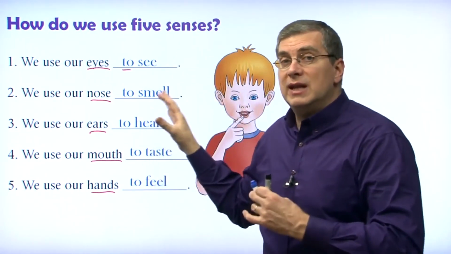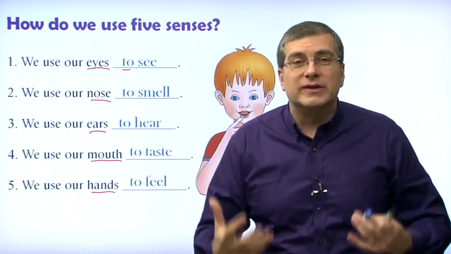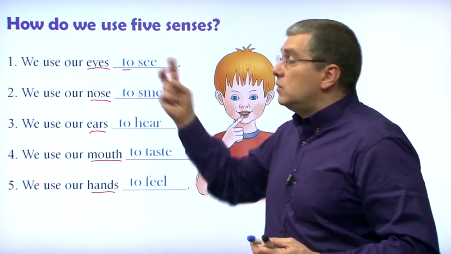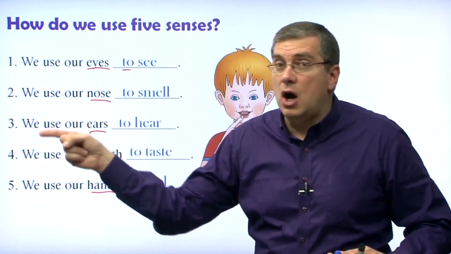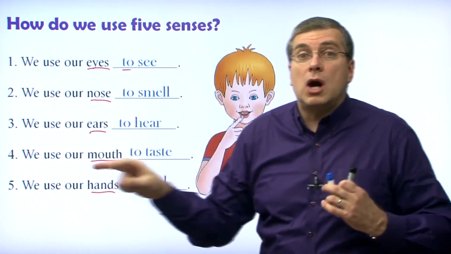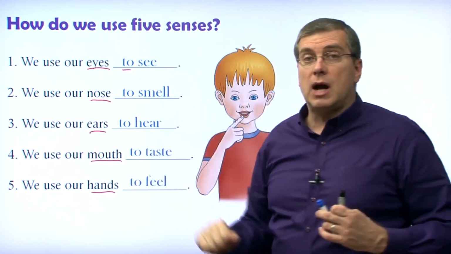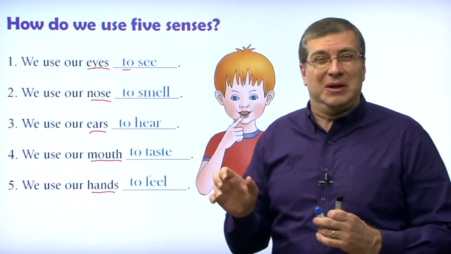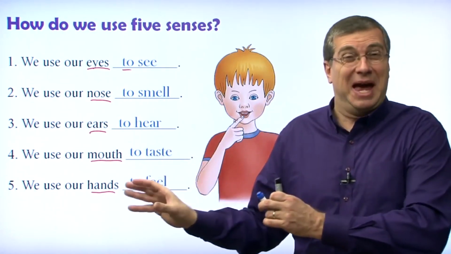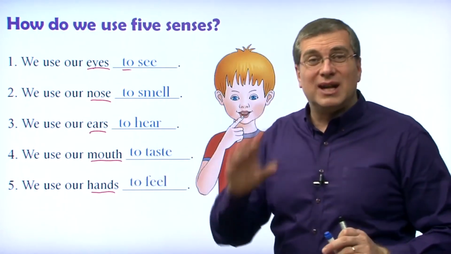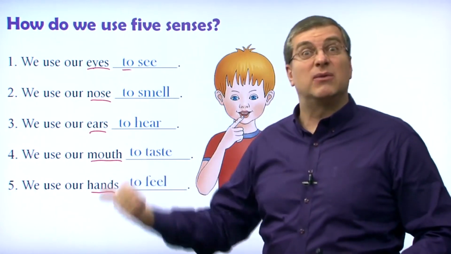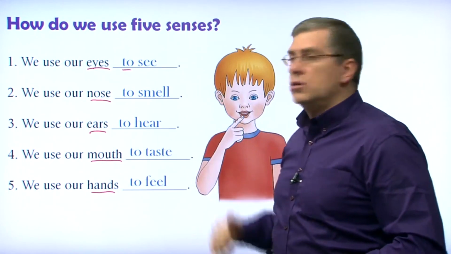Why do we do these things? Because our senses help keep us safe, right? We use our eyes to see if there's cars on the street. Be careful, don't cross, there's cars coming. We can use our eyes. We can use our nose to smell. Ooh, this milk smells bad. Don't drink it. If you drink it, you'll be in danger, right? You'll have a bad stomach ache. Maybe you have to go to the hospital. So we use our nose to keep us safe.